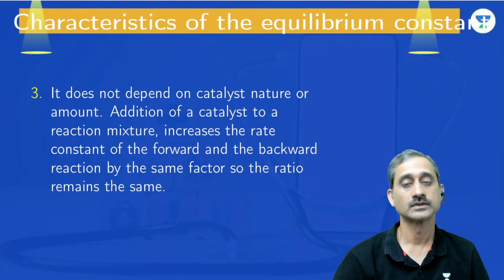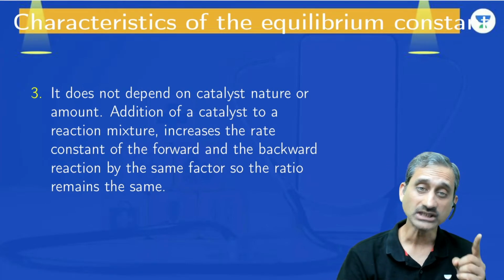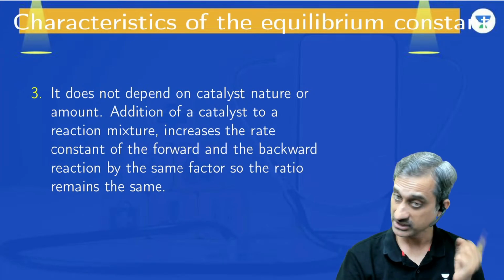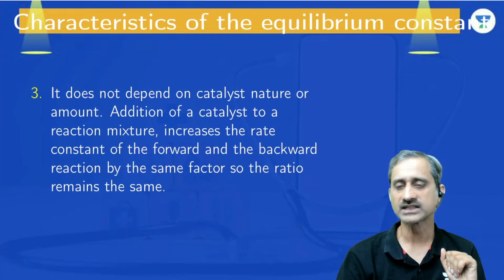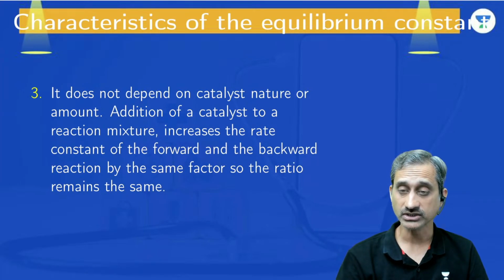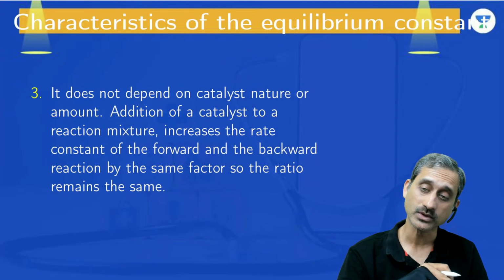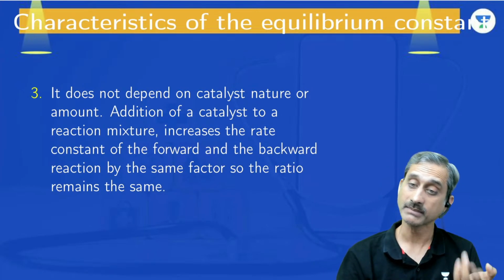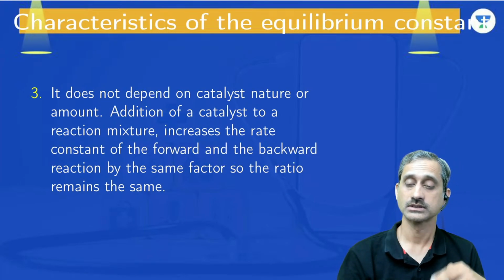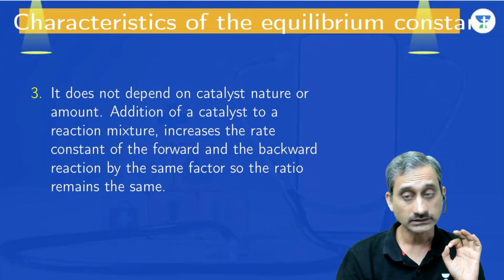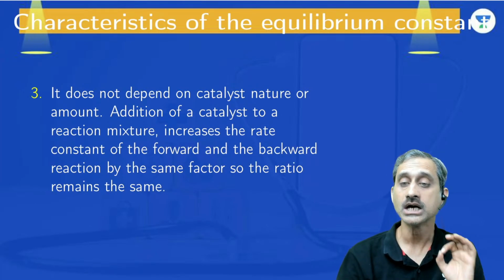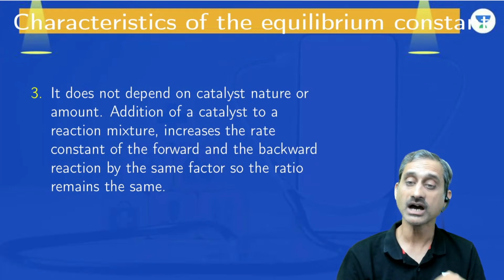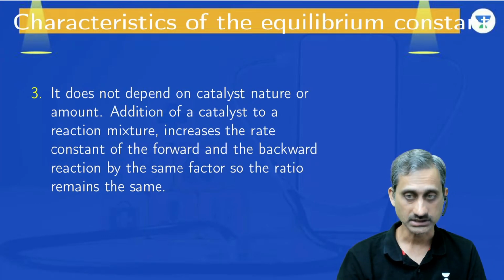Is that clear? Further, it does not depend on catalyst nature or amount. Equilibrium constant does not depend, rate constant depends on that. The fact is, when you add a catalyst, then it changes the rate of the reaction for the forward as well as backward reaction by the same factor. So if the rate of the forward reaction doubles, the rate of the backward reaction also doubles. So addition of the catalyst does not change the equilibrium constant. It only makes the equilibrium achieved faster, easier.